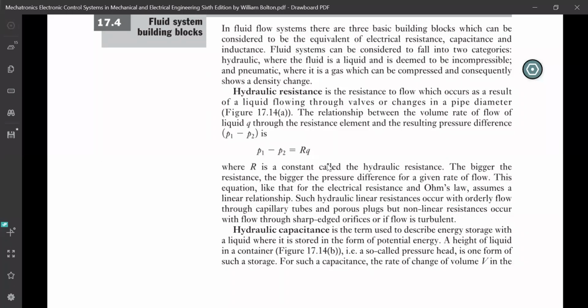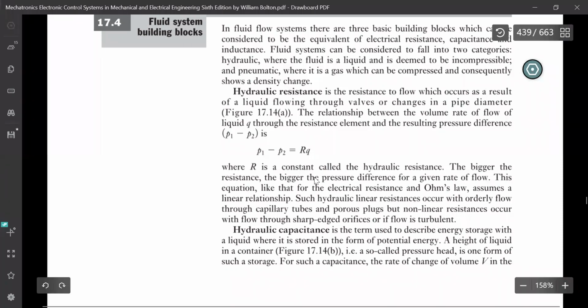The relationship between the volume rate of flow of liquid Q through the resistance element and the resulting pressure difference P1 minus P2 is P1 minus P2 equal to R times Q, where R is a constant called the hydraulic resistance. The bigger the resistance, the bigger the pressure difference for a given rate of flow. This equation, like that for the electrical resistance and Ohm's law, assumes a linear relationship that you can see over here. Such hydraulic linear resistance occurs with orderly flow.